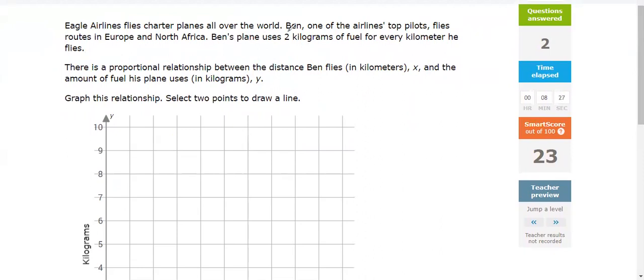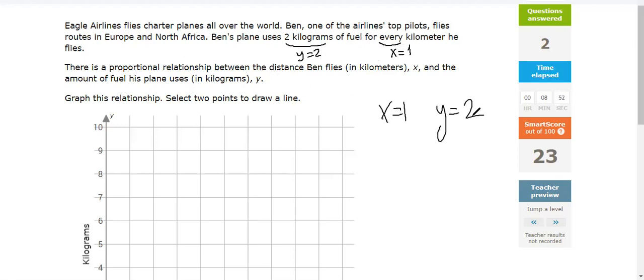So Ben's plane uses 2 kilograms of fuel for every kilometer he flies. Whenever we see a word like every, we are going to be using 1. So when X is equal to 1, what is Y? Y is the amount of fuel, so that's 2 kilograms. So Y is equal to 2. X is equal to 1, Y is equal to 2.